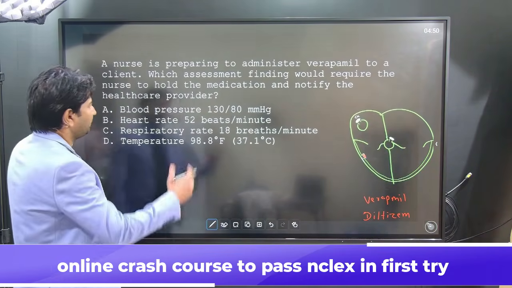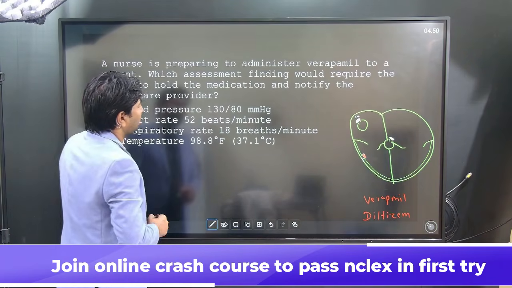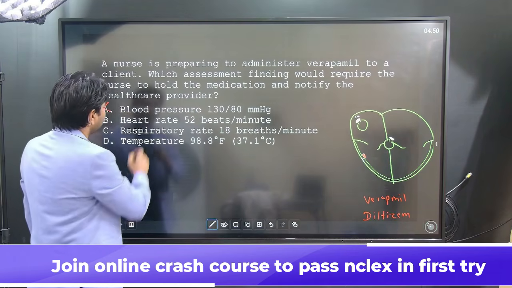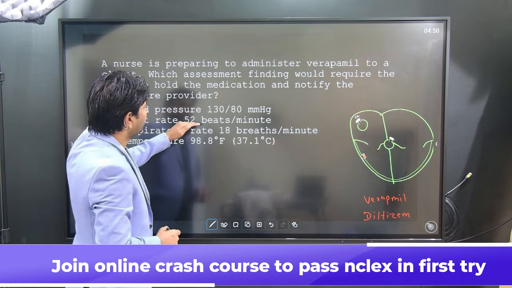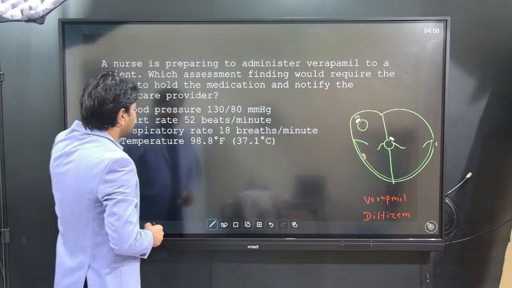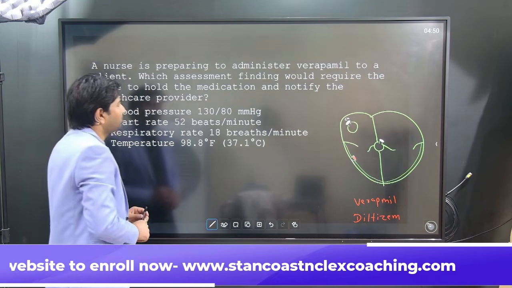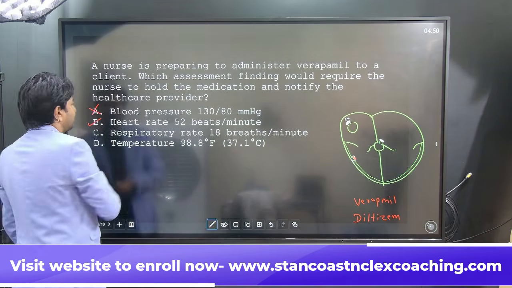This means when we have to withhold this medication. Blood pressure is 130 over 80 millimeters of mercury. This is the normal reading, so we don't need to withhold. Heart rate is 52 beats per minute. Yes, this means it is below normal. A normal heart rate is 60 to 100. So there is bradycardia. If you continue the Verapamil, then there could be severe bradycardia. So that will be the correct answer.